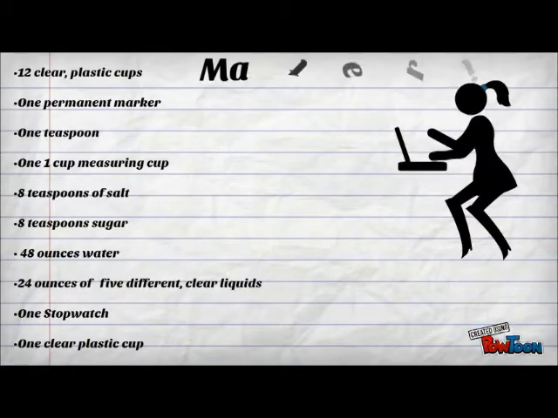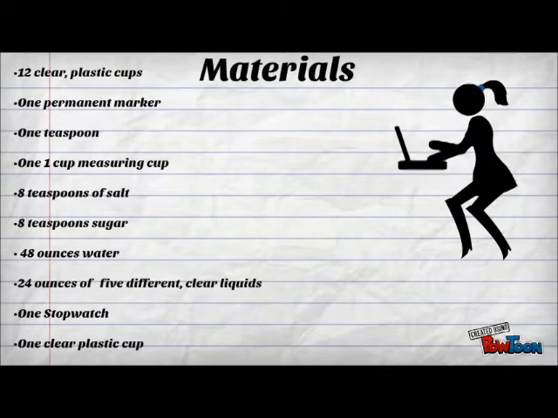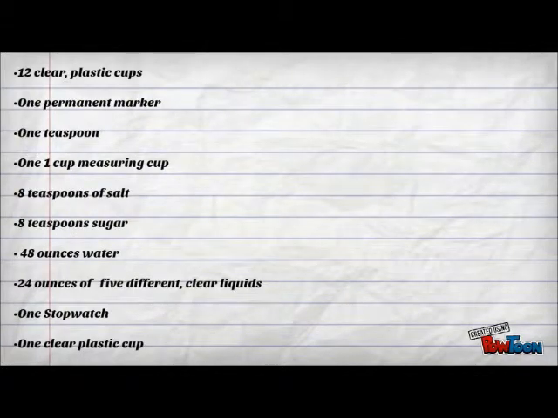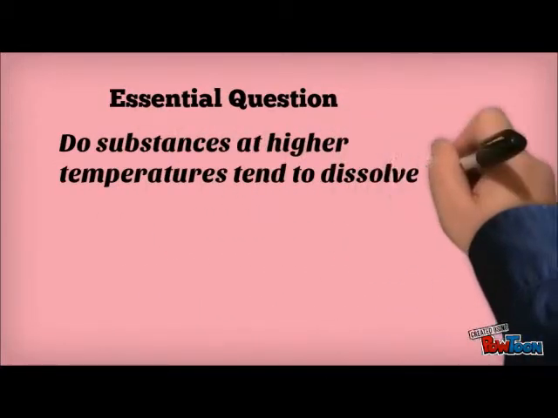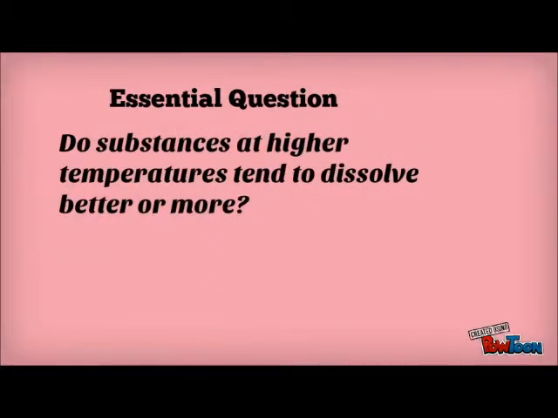The materials are 12 clear plastic cups, 1 permanent marker, 1 teaspoon, 2 measuring cups, 8 teaspoons of salt, 8 teaspoons of sugar, 48 ounces of water, 24 ounces of 5 different clear liquids, 1 stopwatch, and 1 clear plastic cup. The essential question is, do substances at a higher temperature tend to dissolve better or more?